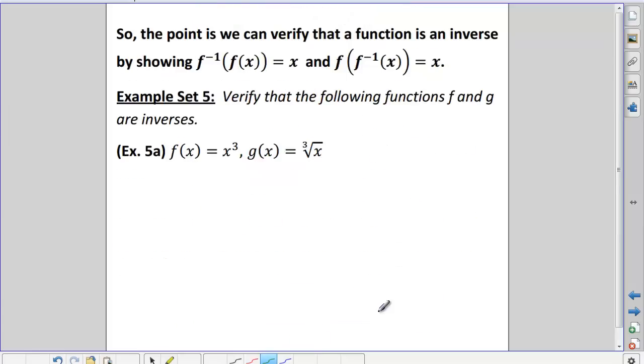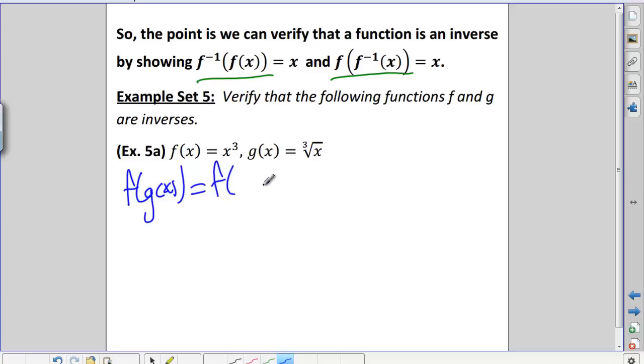And so that's what this says. We can verify that a function is an inverse by showing this composition both ways just gives you x. So let's do that for a couple of examples here. First, we have f of x is x cubed, g of x is the cube root of x. So to show that those are inverses, we're going to do the composition both ways.